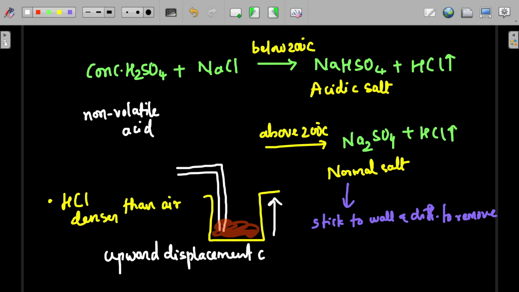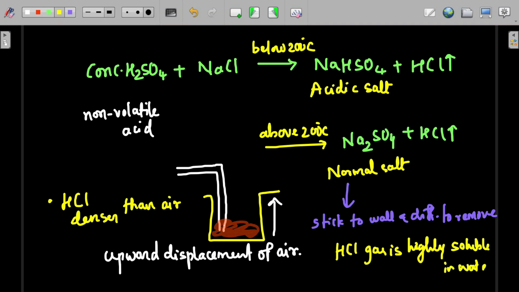Upward displacement of air. So why don't we collect it over water? Because HCl gas is highly soluble in water. So if it is soluble, then how can we collect it? Therefore, we don't use water here. We collect it over air. But if you remember hydrogen gas from last year, it is collected over water, downward displacement of water, because it is not soluble in water.